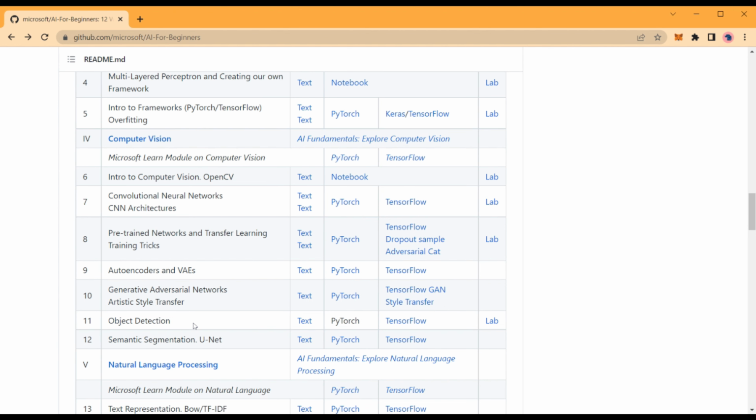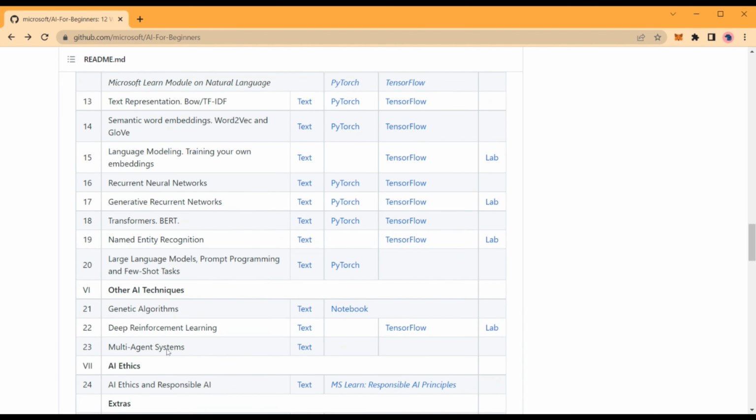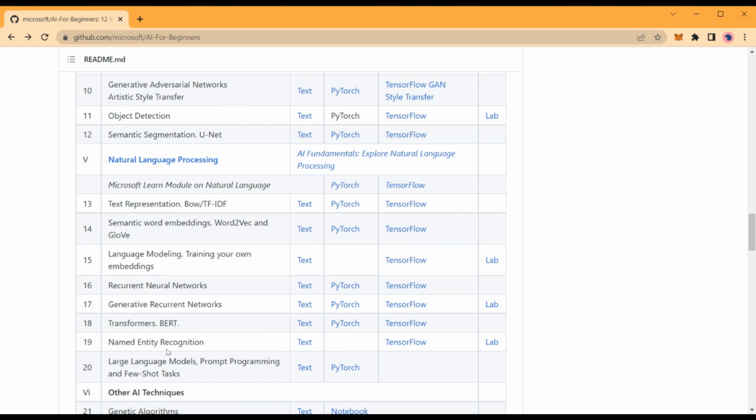Then object detection, we have a text. This is a readme block. Then Python notebook, PyTorch block, TensorFlow block. Then we have a lab, right? And for 12 we have semantic segmentation, U-Net. Similarly, text, PyTorch, TensorFlow, and the text one is a readme one, PyTorch and TensorFlow are Python notebook ones, and there is no lab.